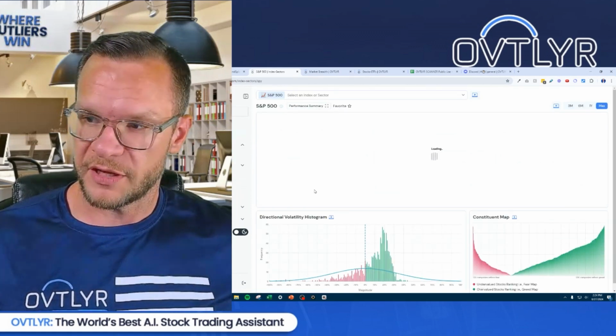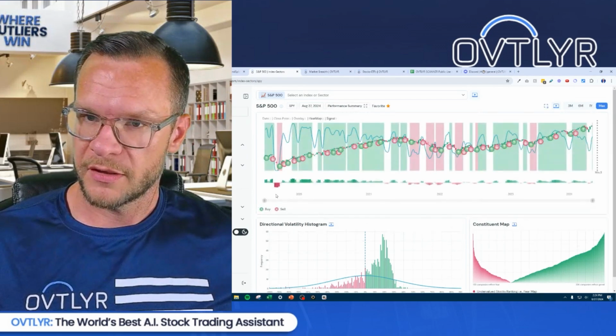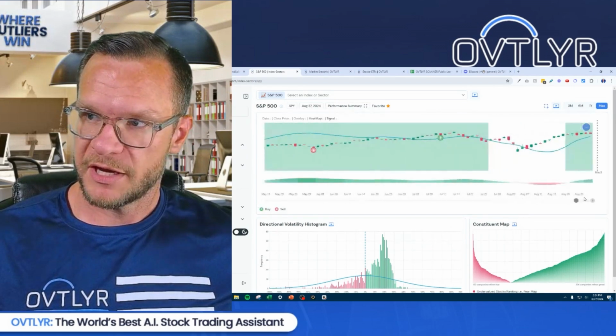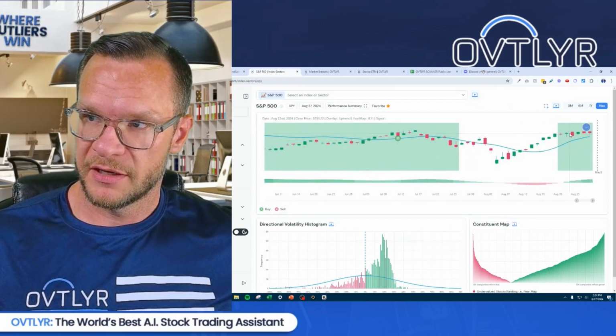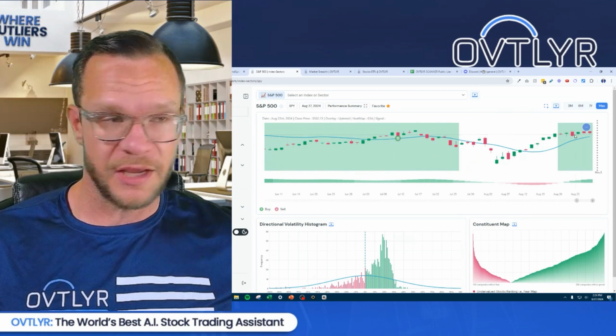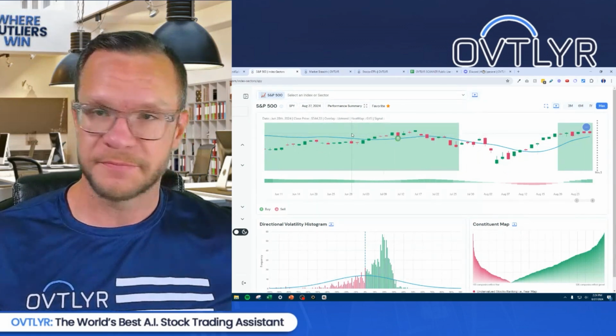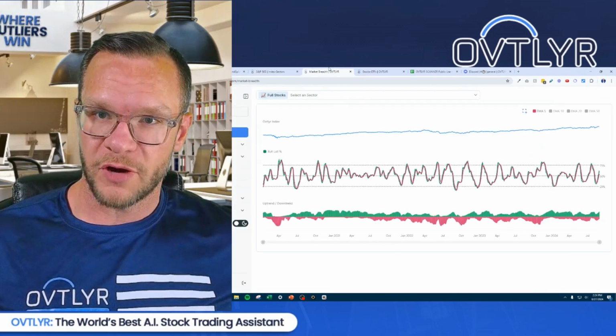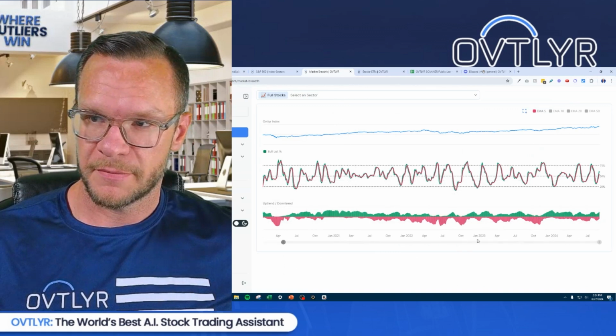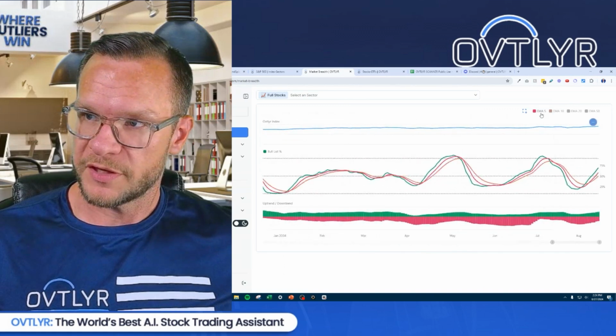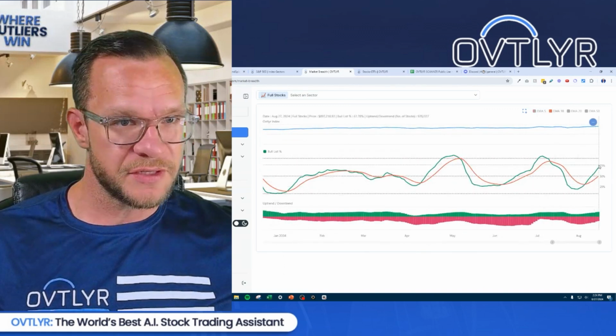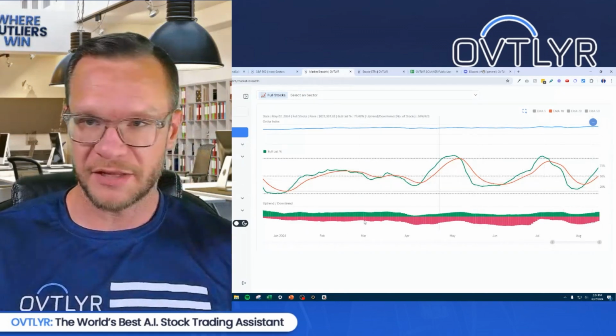Let's just zoom in on that real quick. The SPY is still in a buy, and it is absolutely showing a profitable position at the moment. Now, the market breadth. We can see here that it is continuing to trend higher. That's exactly what we want to see.